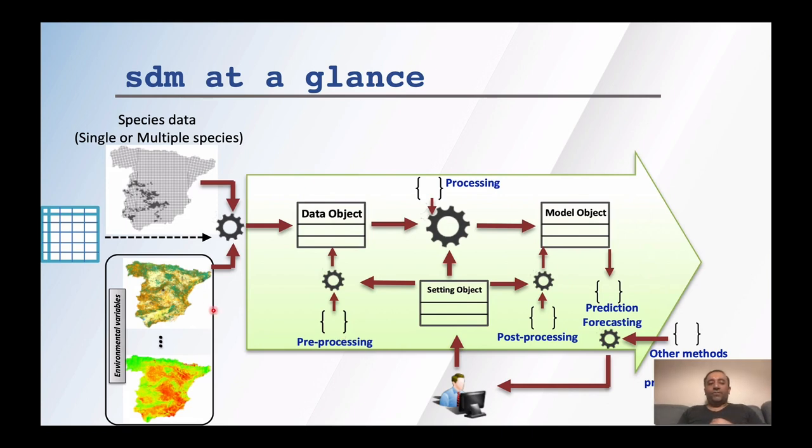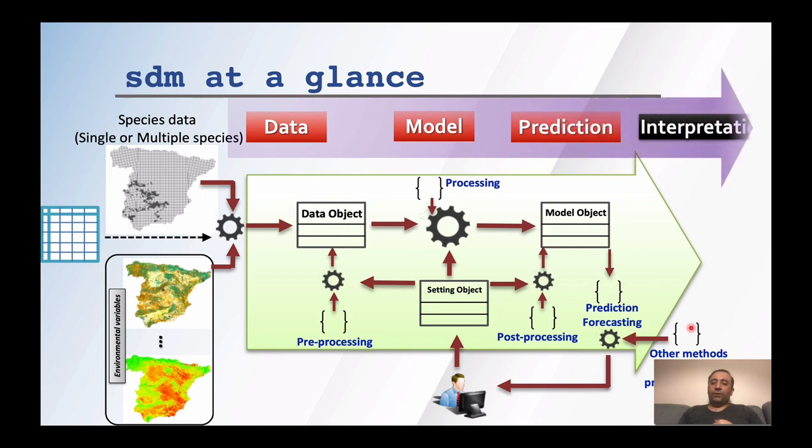So as I mentioned, it is a workflow. It starts with different forms of data, a tabular form or a spatial form. When it gets into the workflow, we have some pre-processing, a step to prepare the data object. A user can specify some settings for developing the model, and then the processing is done, the model object is created, and then there are some functions for post-processing, predicting, or evaluating the models. So this workflow, as I mentioned before, can be divided into these sections: data, model, prediction, interpretation, if we want to just summarize it easily.